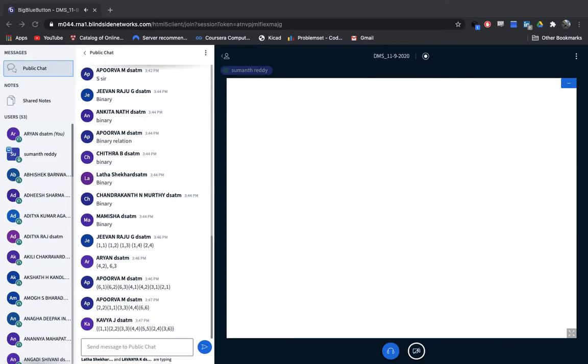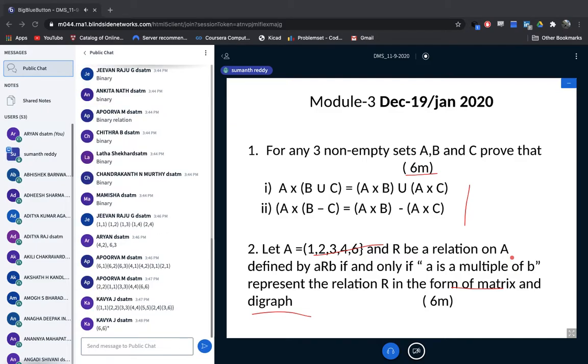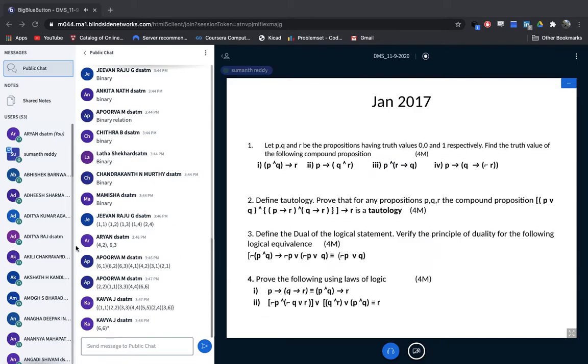Fine. So that's about the 2020 question paper. We have discussed only 2 classes, and out of that, they have asked 2 questions in the question paper. So easily you can get 12 marks from 2 classes. You can solve 2 problems, 12 marks. Okay, fine.